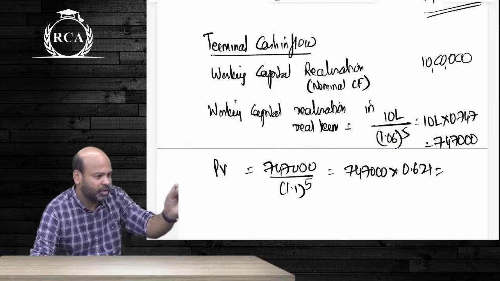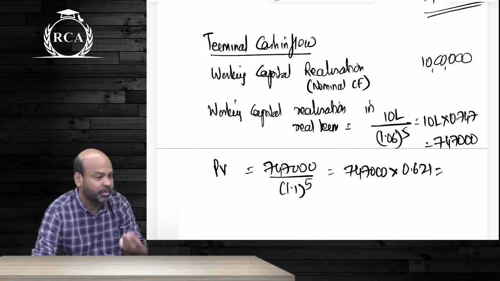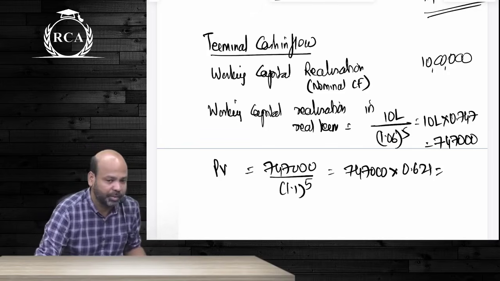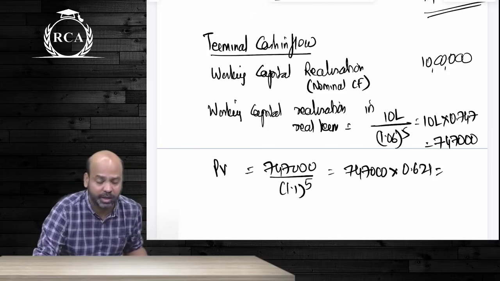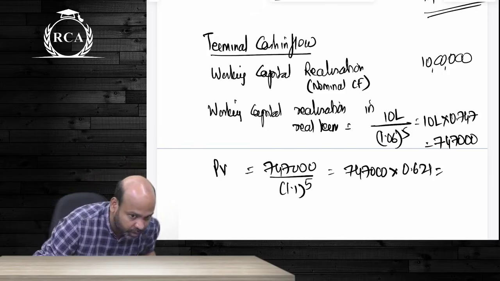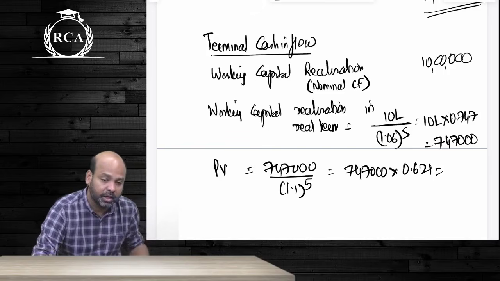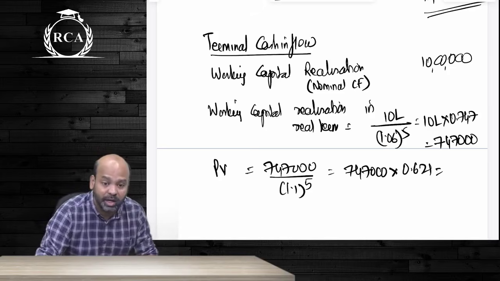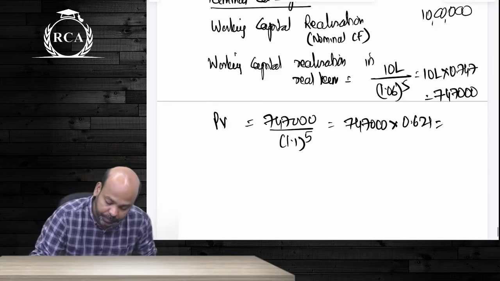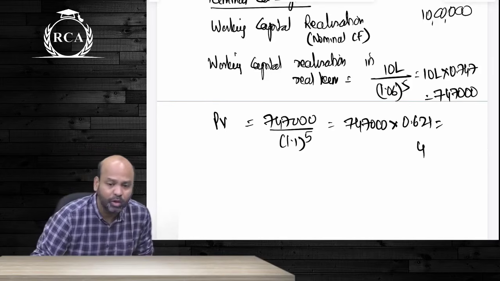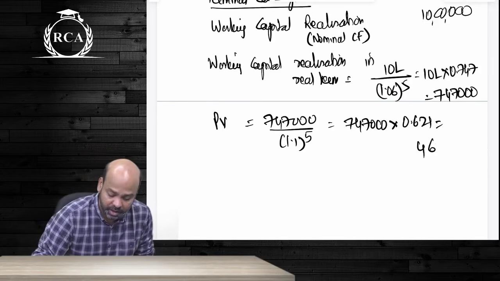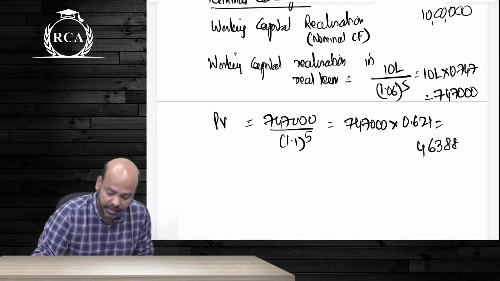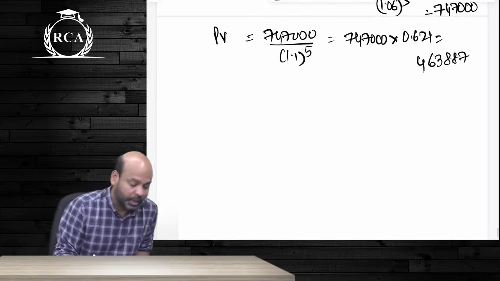See, if you discount real cash flows at real rate, nominal cash flows at nominal rate, you're going to come back to the same value. Abhi subah padhate samay main bola, it doesn't make any difference. You are going to come back to the same value. But for presentation, it is mandatory that you show like this. You first remove the impact of inflation separately and then you discount them at real rate. How much will this be? 4,63,887, guys.